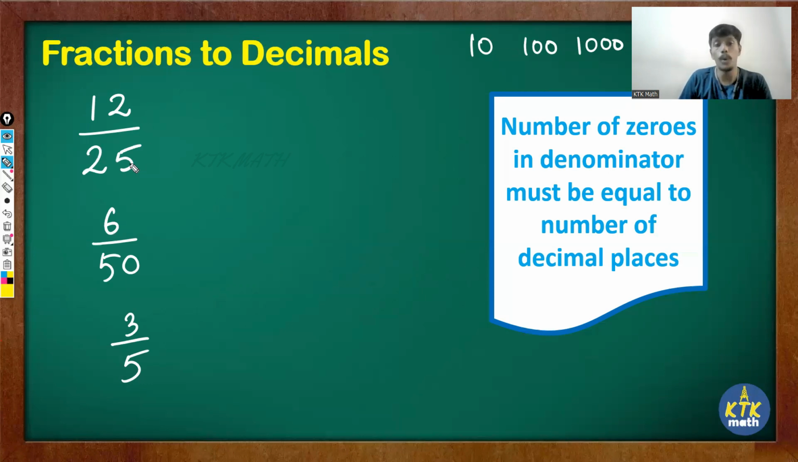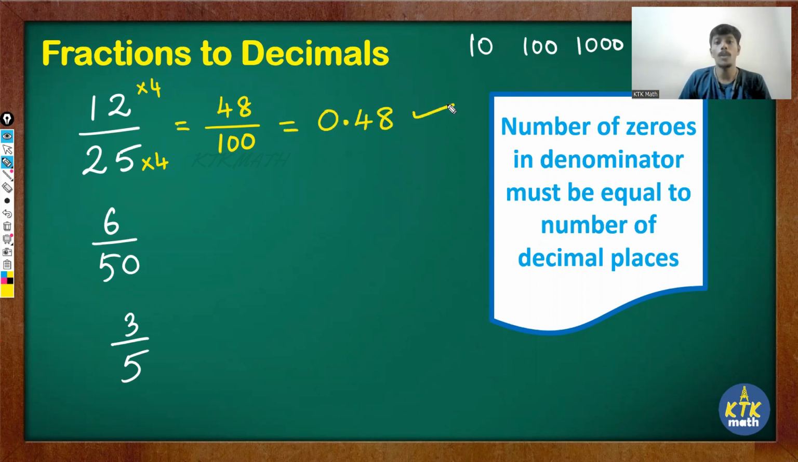How to change the denominator 25 as 100? I can multiply this with the 4 and multiply this with the 4, right? Agree or not? When I'm multiplying 25 with 4, the denominator is going to be what? 100. But make sure whatever number you are multiplying with the denominator, the same should be multiplied with the numerator also. So 25 multiplied with 4 will give you 100. At the same time, 12 times 4 is 48. Now we know how to write 48 by 100. It is 0.48.